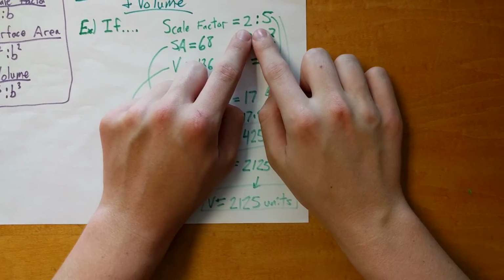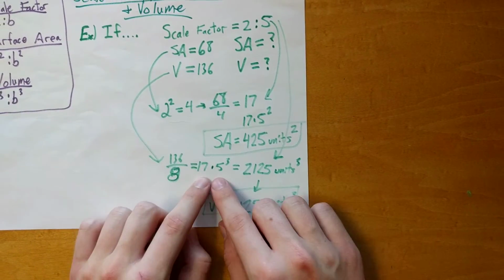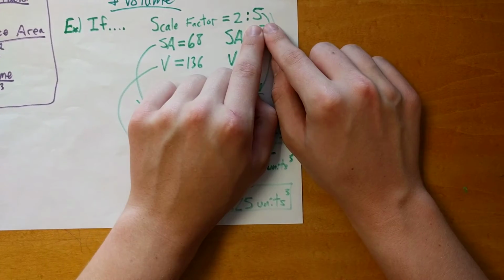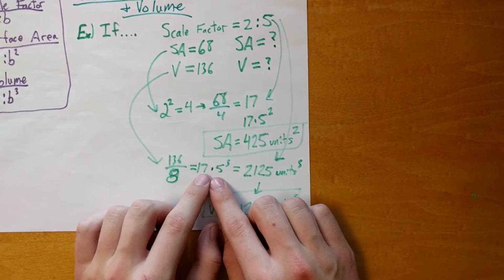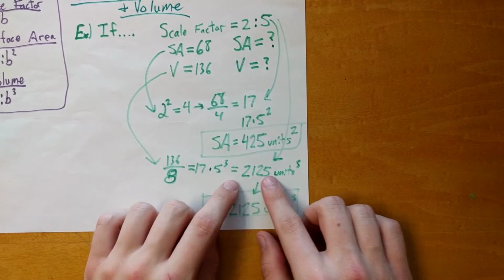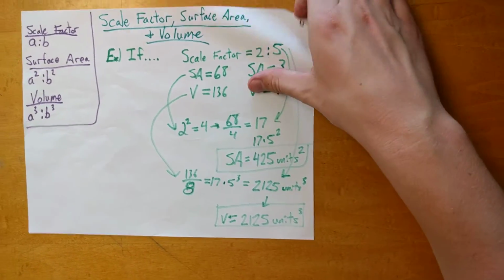When you're finding the volume, you're going to do the same type of thing. You're going to do 2 cubed, which gives you 8. Do 136 divided by 8, and that gives you 17 once again. Then you're going to do 5 cubed to give you 125, and you're going to do 17 times 125 to give you 2,125 units cubed.